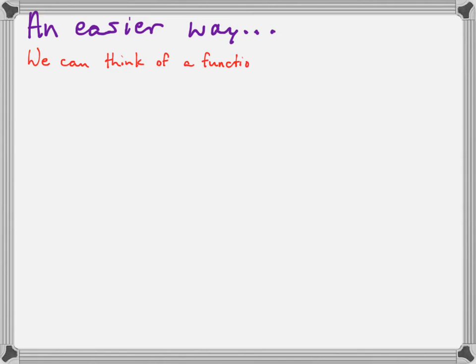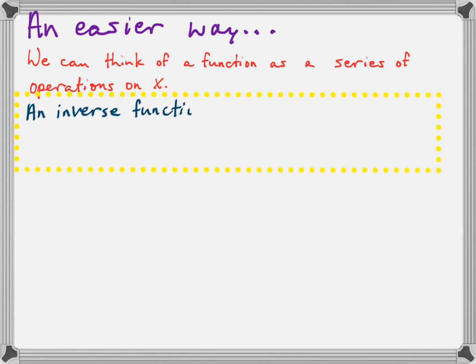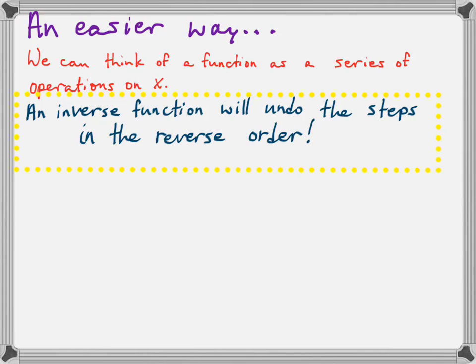And there's an easier way. We can think of a function as a series of operations on x. And an inverse function then will undo the steps that the first function did in the reverse order.